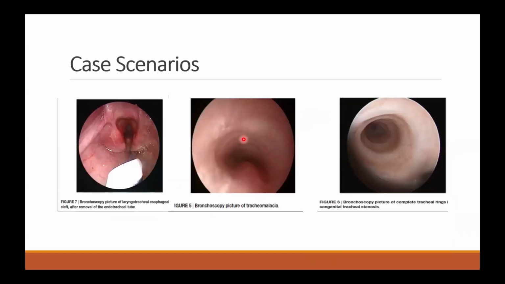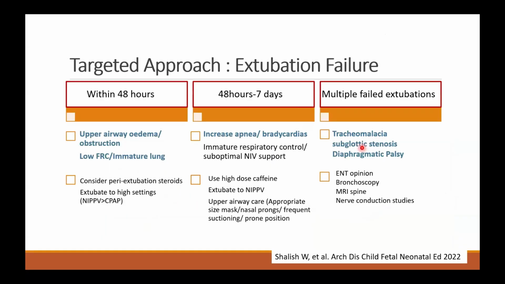Then we have airway anomalies, actually malformations, which usually happen in a baby on prolonged ventilation, and it could be laryngotracheal or esophageal cleft, tracheomalacia, or sometimes congenital tracheal stenosis. All of them can result in repeated extubation failure. So, what is the targeted approach for extubation failure? If we define whether our extubation failure is happening within 48 hours, or 48 hours to 7 days, or there are multiple failed extubations, we can further plan our management.